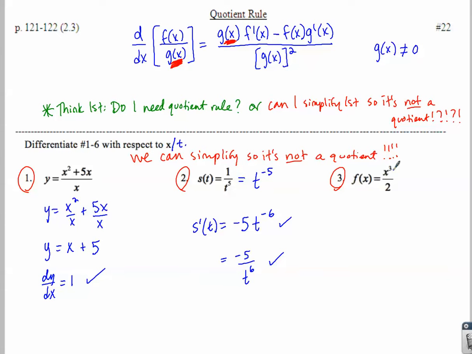Third one, f of x is x cubed over 2. Looks like a quotient, but if the bottom is not a function of x, it doesn't have to be treated with the quotient rule. Bring out the 2 so it's a coefficient, 1/2 times x cubed. Now treat it with your constant multiple rule. Do the derivative f prime of x, 1/2 times the derivative of x cubed, 3x squared, or put it together right away as 3/2 x squared. No quotient rule necessary if I can simplify it first.